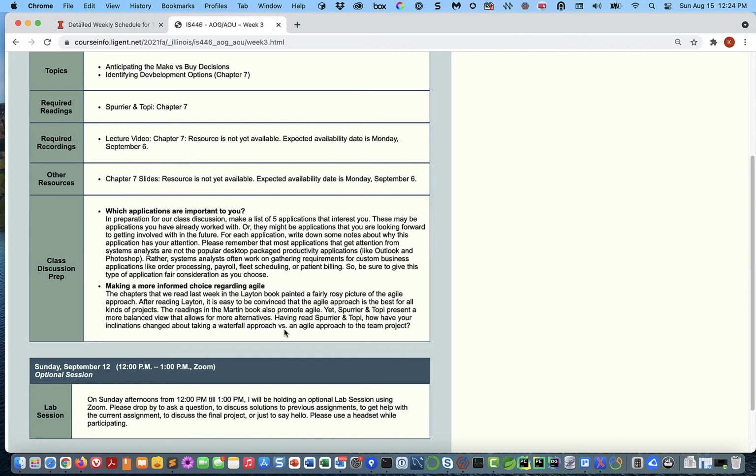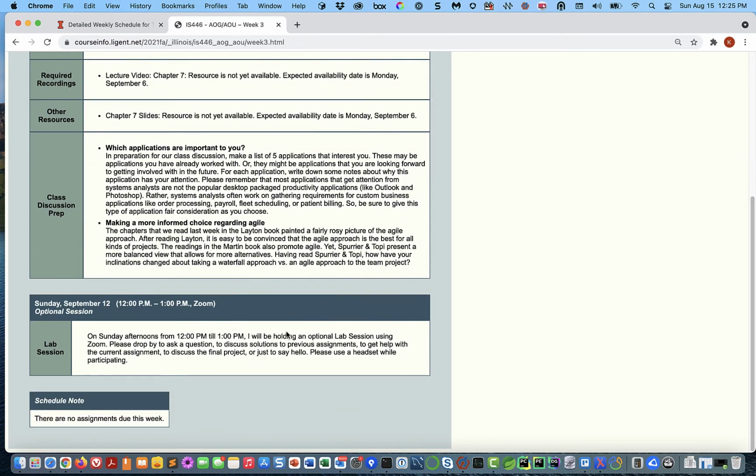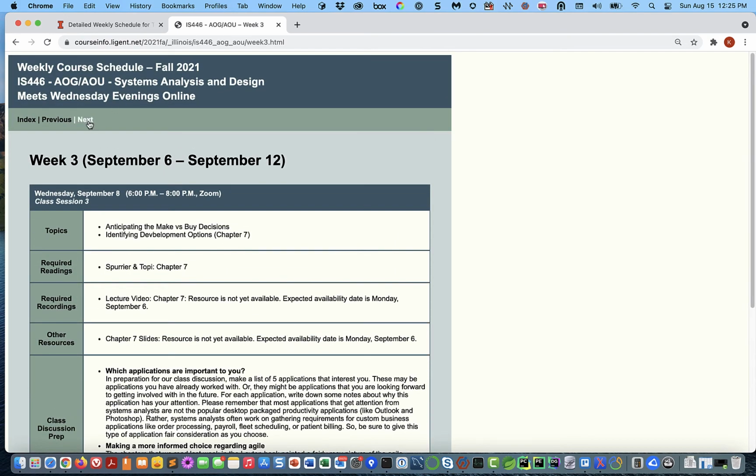We're going to do a project for this course, so we have to be thinking about how we make a choice. Are we going to take a traditional approach, the so-called big plan up front approach? Are we going to take an agile approach? Are we going to take a hybrid approach? Okay, we're going to be keeping our eye on that decision. So that's week 3.